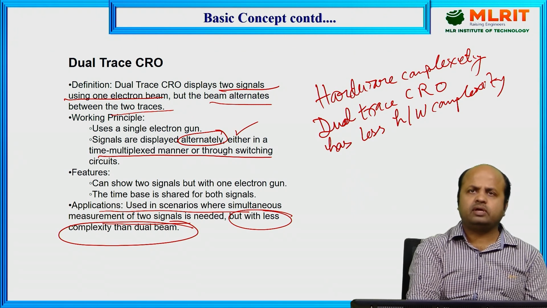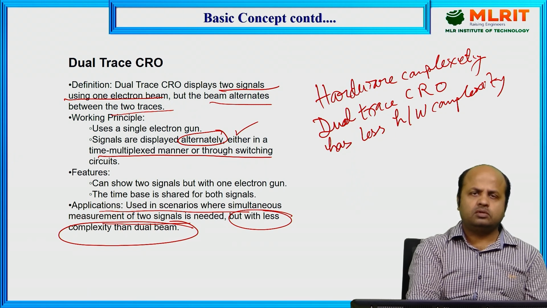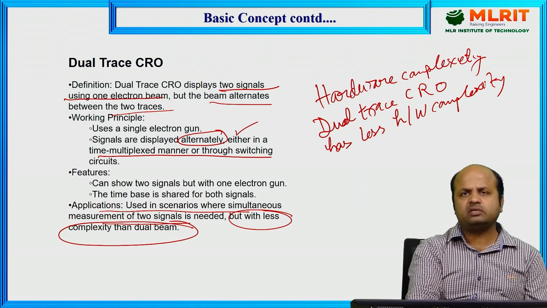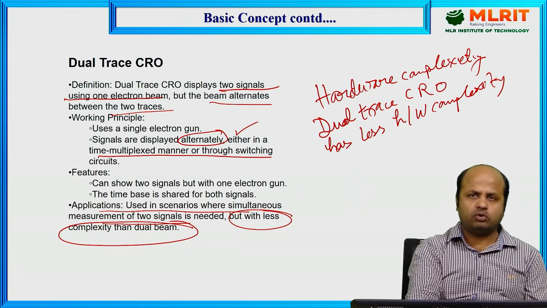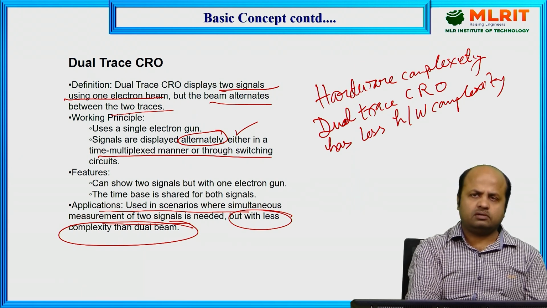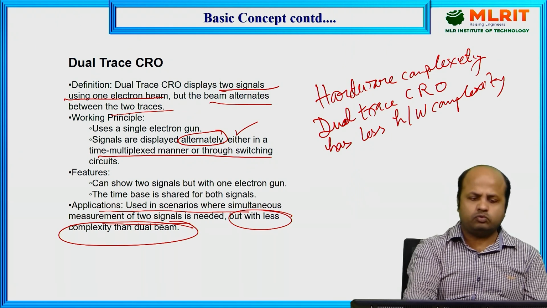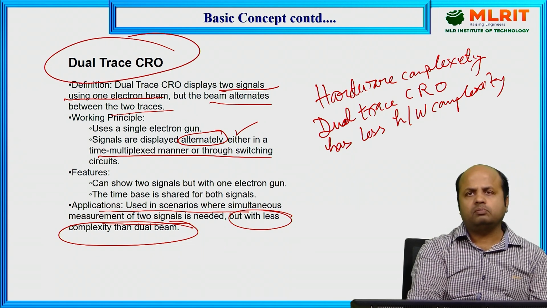Dual trace CRO has less hardware complexity, so it is obviously cheaper as compared to dual beam, but it can be less accurate. Why? Because the two waveforms are not being displayed simultaneously, they are displayed alternately. So for precise measurement, we can go for the dual beam. For non-precise and laboratory purposes, we can go to dual trace CRO, where the accuracy doesn't matter too much and hardware complexity is also less, and it is economical as compared to dual beam.